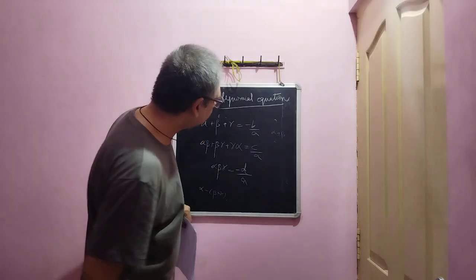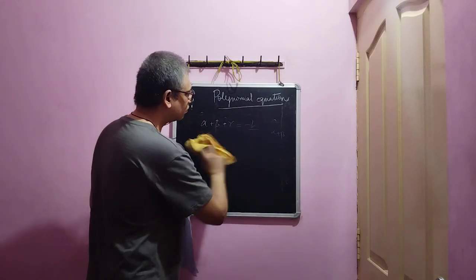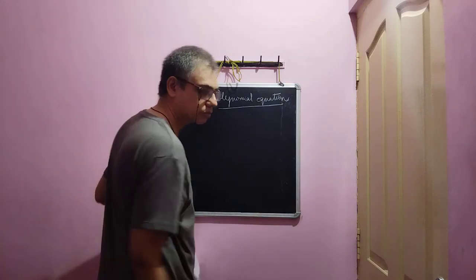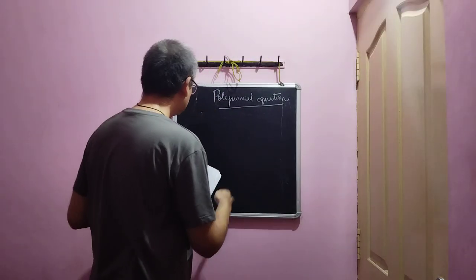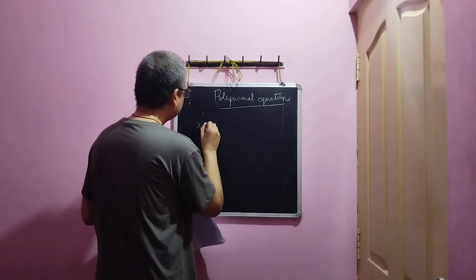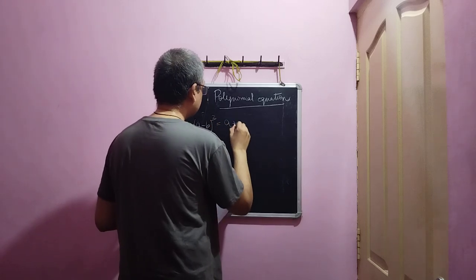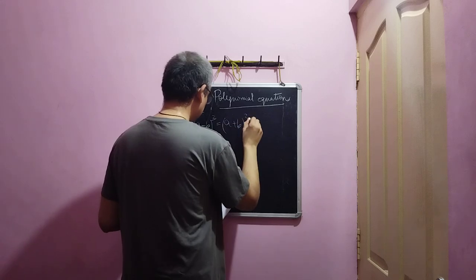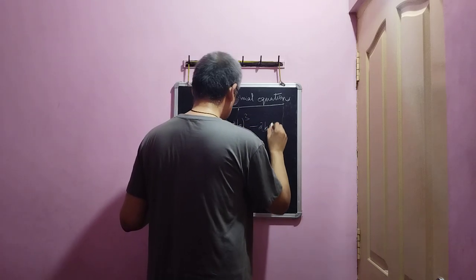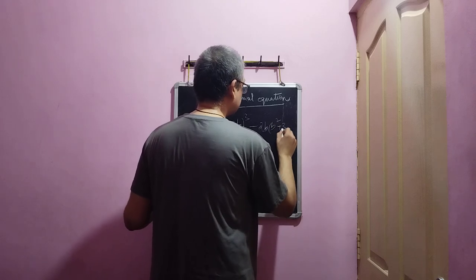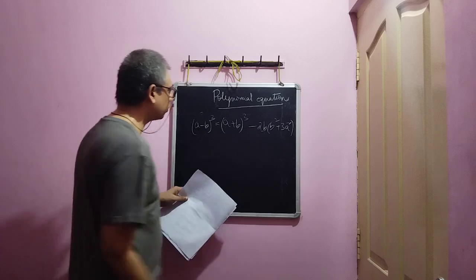Just as for the quadratic equations, we made use of the fact that a minus b the whole square is equal to a plus b the whole square minus 4ab. For this one we make use of the fact that a minus b the whole cube is equal to a plus b the whole cube minus 3ab times a plus b. So this is the simple formula.